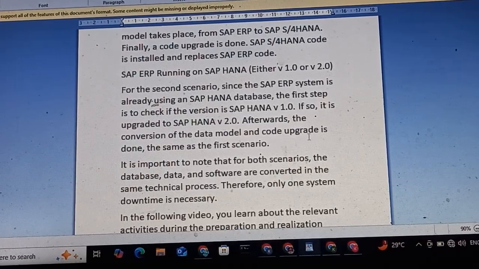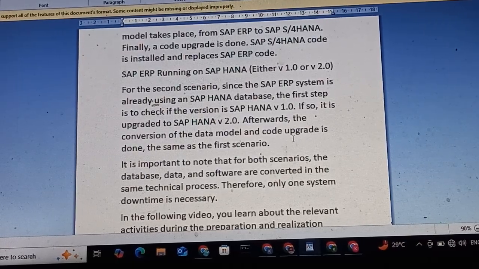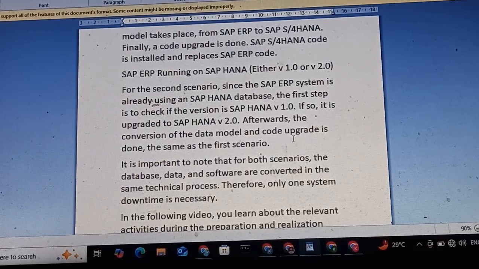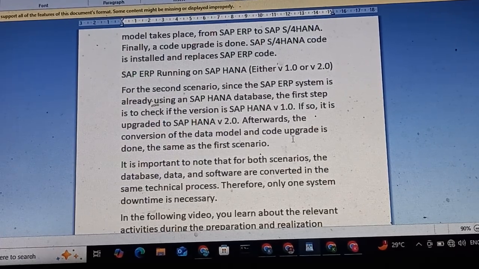So this was our fourth lesson from unit 1, and in it we discussed the second scenario.